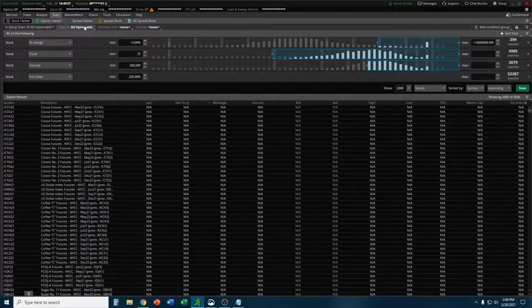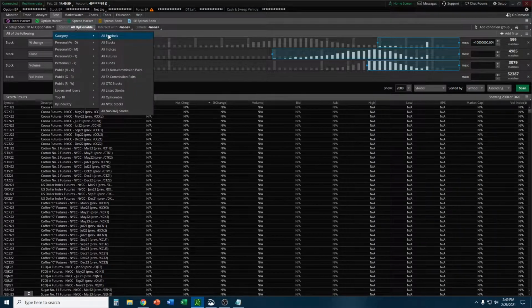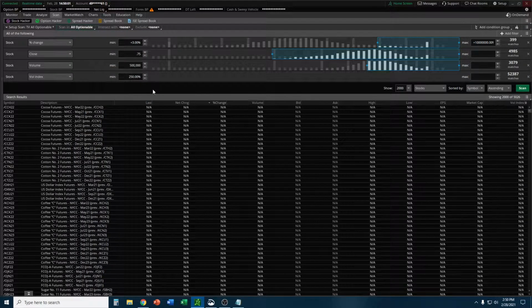With those four filters in place, we can then look at one final thing, and that is where we are scanning. Currently, I have it in all optionable. This allows you the opportunity to either go long or sell short by trading options. Just bear in mind that trading options carries with it additional risk and necessary education to be able to trade properly. Let's go ahead and run this scan and see what stocks we can find and move into the second portion of this video, which is how we can actually trade this scan.